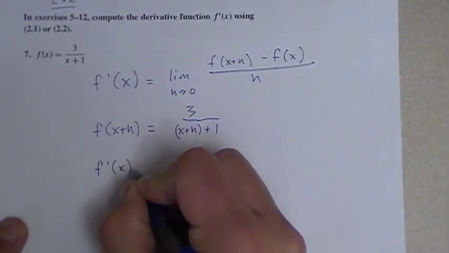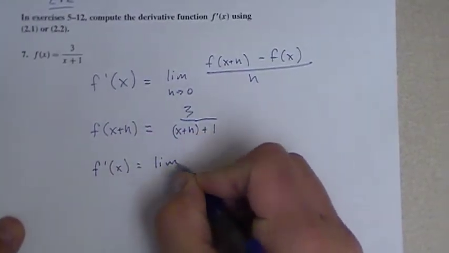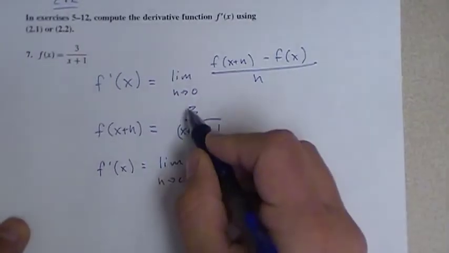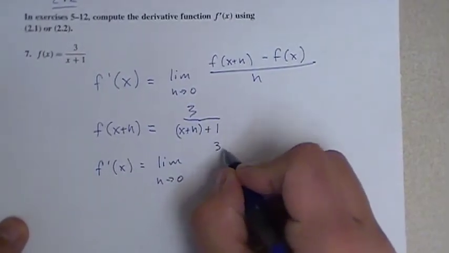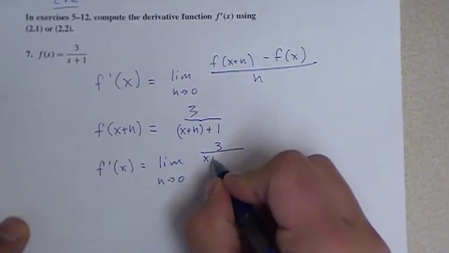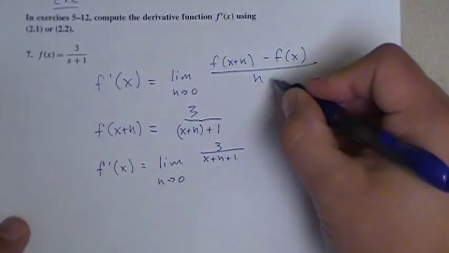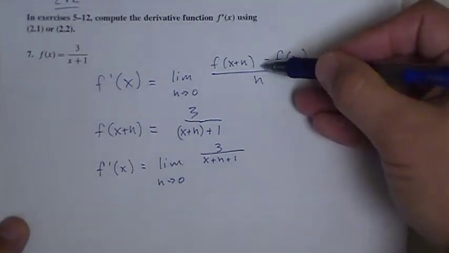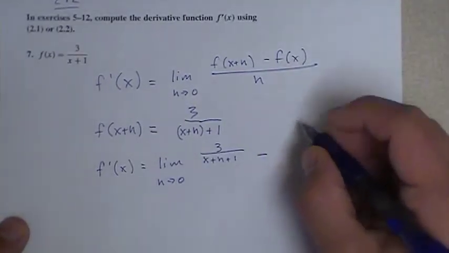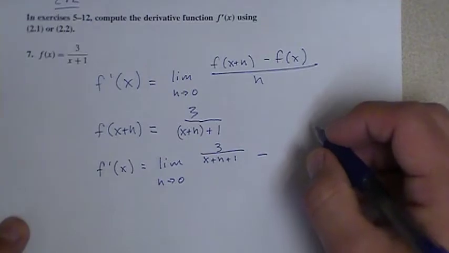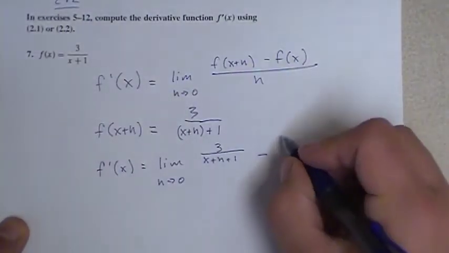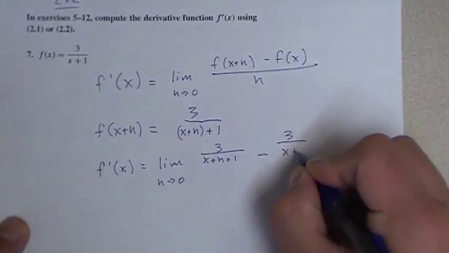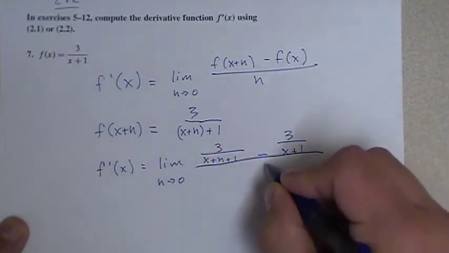So f prime of x is going to be found by taking the limit as h approaches 0 of this expression, and I'm just going to drop the parentheses as I transfer this expression into the limit formula. So there's f of x plus h, there's the first component of my numerator, minus f of x. F of x would be, well, just 3 over x plus 1. And this is all over h.